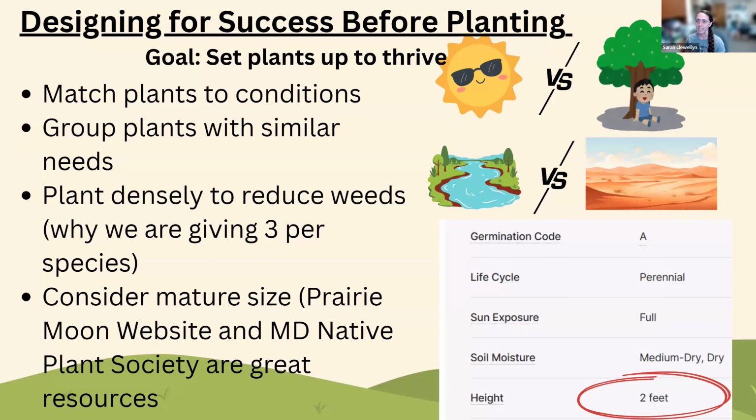Group plants with similar needs. So if you know plants like drier, then put them in the drier place. If you know plants like wetter things, put them in the wetter place.